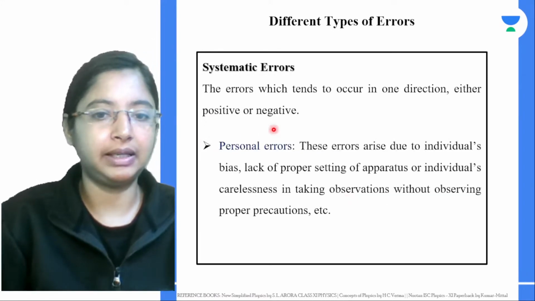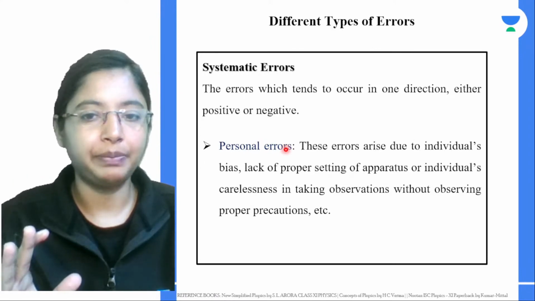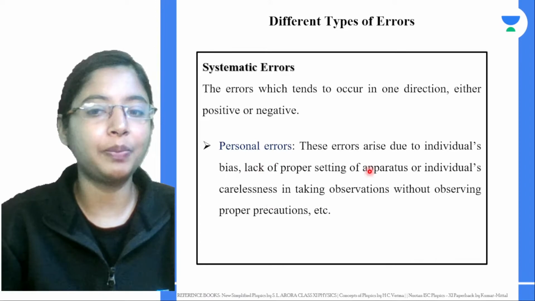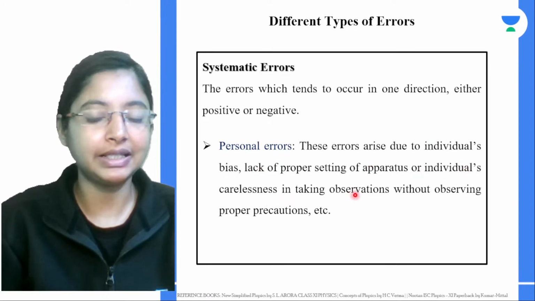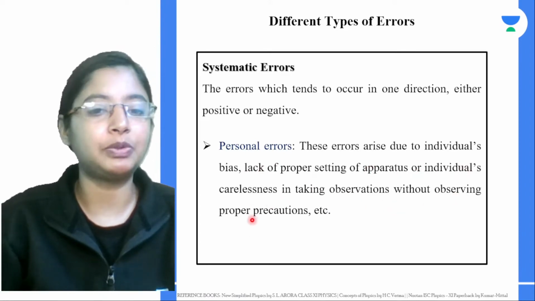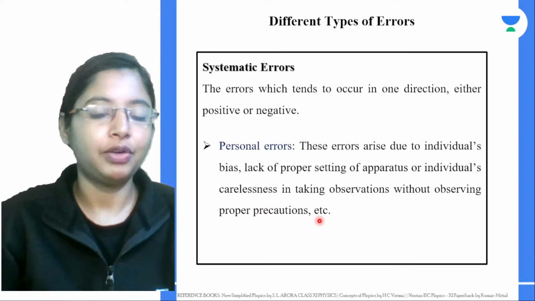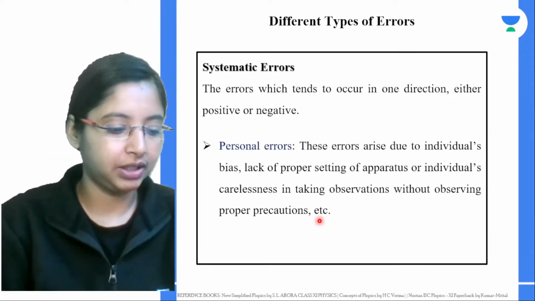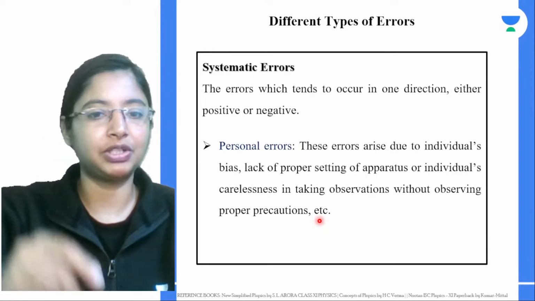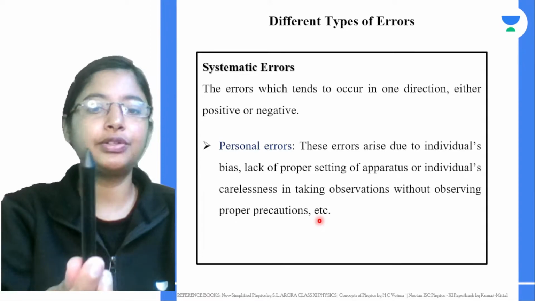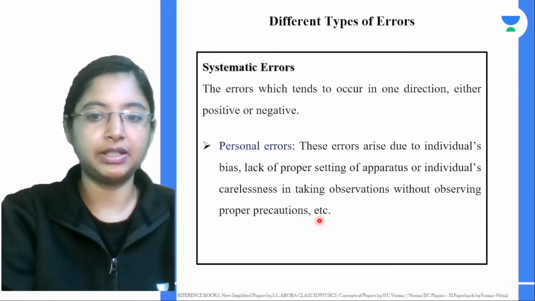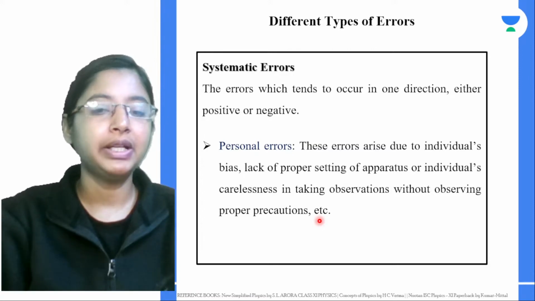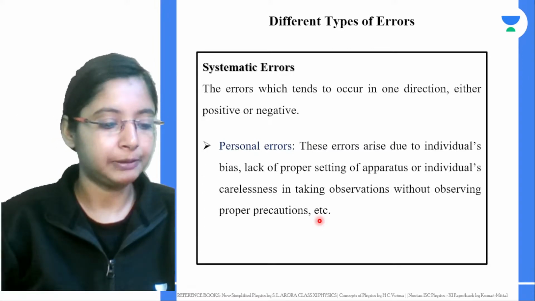And then personal errors. These errors happen due to individual bias, or a lack of proper setting of apparatus, or individual carelessness in taking observations without proper precautions. For example, let's say you're trying to read some value from the scale. Instead of looking at it straight and reading, you're tilting it or keeping it towards the side and trying to read. Then there could be an error because of parallax.